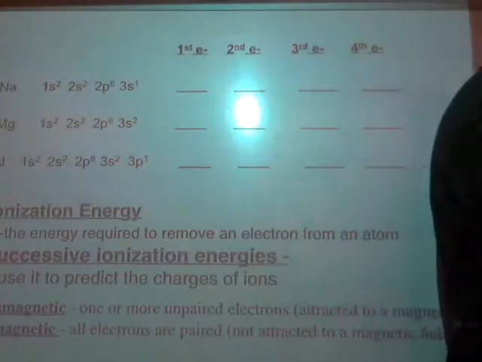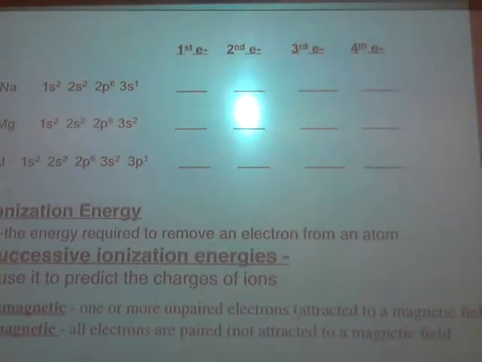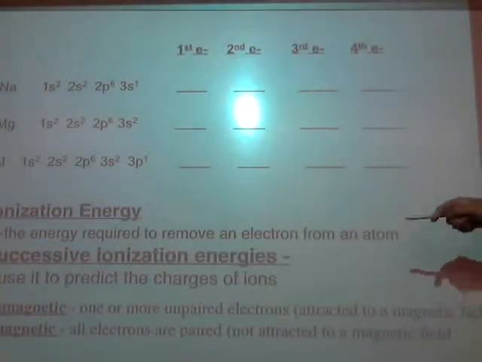You have just enough room there. I just added that on there. It's actually not a difficult concept, and I'll explain it, but just copy it right now underneath where it says successive ionization.